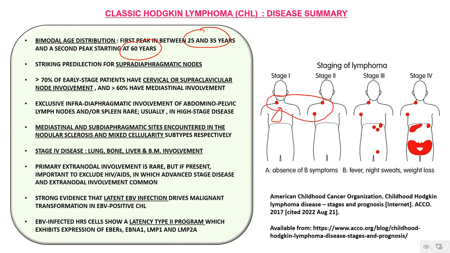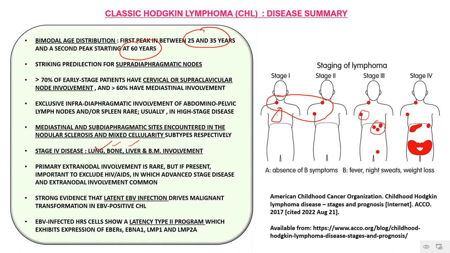That doesn't mean that stage 3 disease does not happen. It happens, especially with the mixed cellularity type and the lymphocyte depleted categories. Stage 3 means you'd have lymph node involvement on both sides of the diaphragm, right? And stage 4 is pretty common with the lymphocyte depleted subtype and also in some cases of mixed cellularity. In stage 4 disease, you have dissemination of the disease to organs like lung, bone, liver, and the bone marrow.